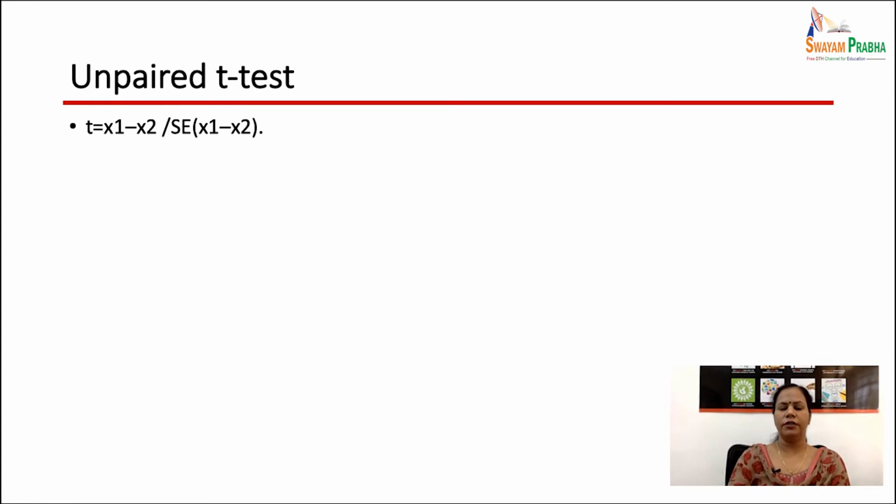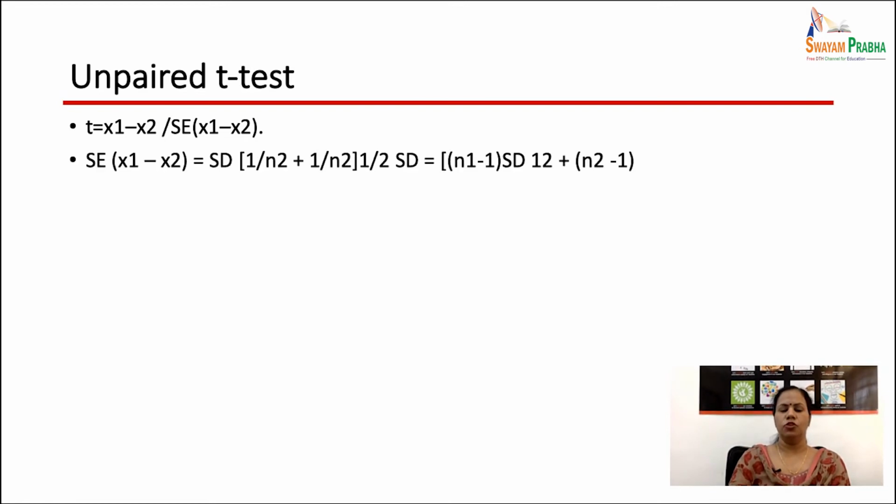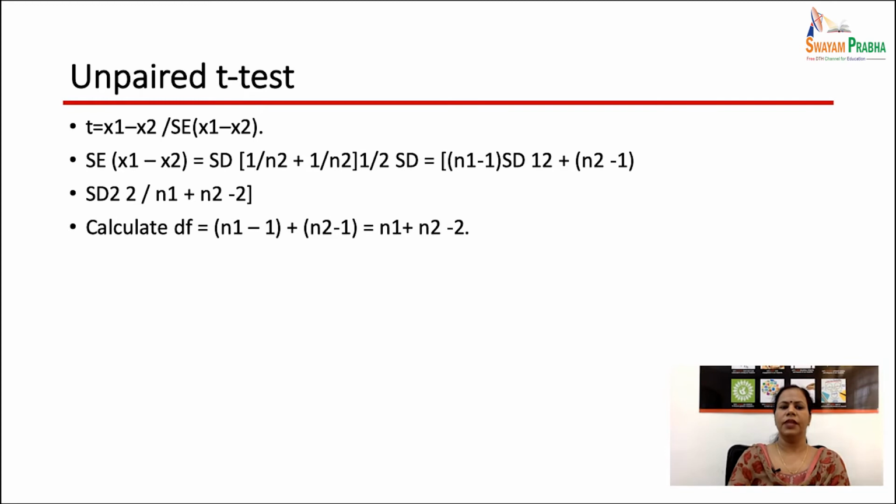Then we go for the t-test, where the formula I told you is the difference between the two means divided by the standard error of the difference of the means. We calculate the standard error based upon the standard deviation of these two groups, and then we calculate the degrees of freedom. Degrees of freedom is always calculated as n minus 1, but here we have two groups, so we have n1 minus 1 plus n2 minus 1, so your degrees of freedom will be n1 plus n2 minus 2.